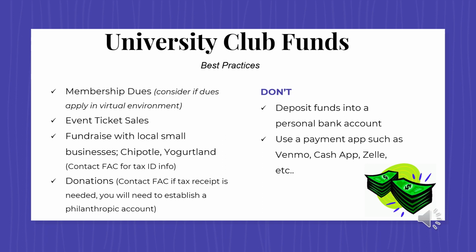Additional ways to generate funds for your organization include online event ticket sales, partnering with local small businesses to fundraise, and collecting donations and sponsorships from individual donors and/or businesses. If the business or individual donor that you are working with requires a tax receipt, please contact me at dfranklin@csusb.edu. You may need to establish what is known as a philanthropic account for your organization in order to provide the requested tax receipt.